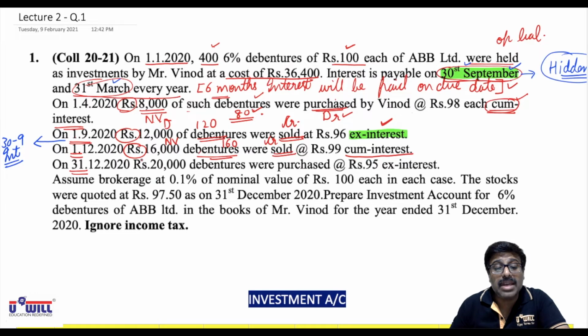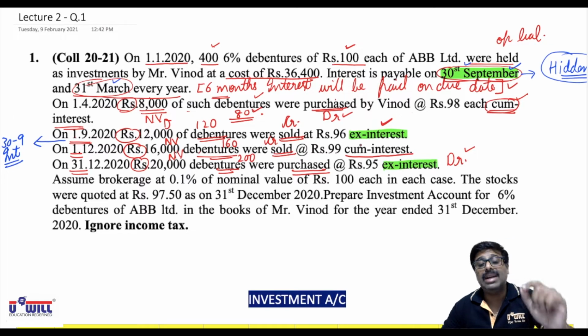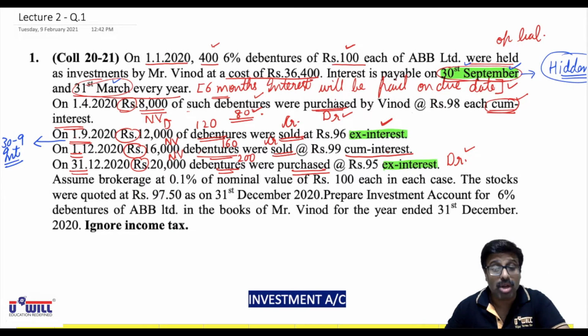On 31st December 2020, again rupees 20,000 means it is the nominal value of debentures. Now 20,000 divided by 100, 200 debentures were purchased, PP, debit. Purchased, so it will be recorded on the debit side. At rupees 95, ex interest, so directly we will record the ex interest price in the capital or cost column.